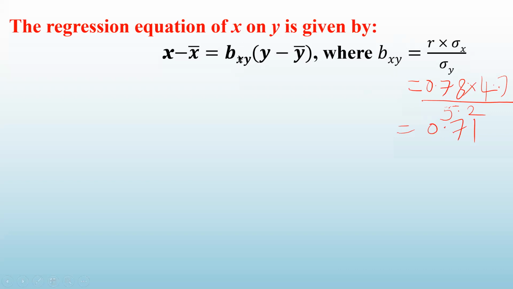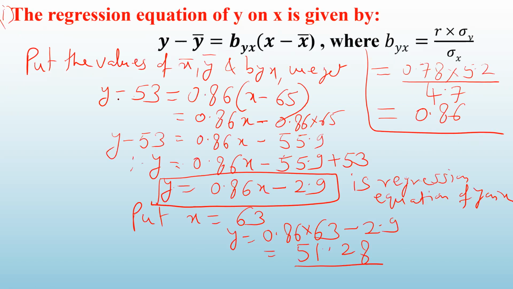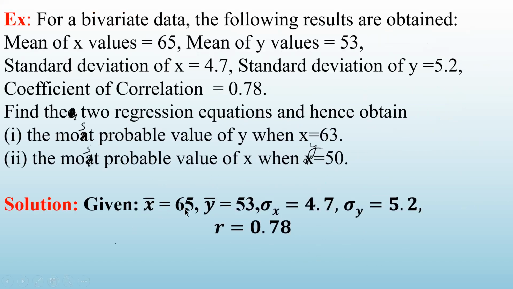Now put this value here and the value of x bar and y bar. So it is number second. Put the values of x bar, y bar and bxy. So after we put the value, what we get, write down here. It is x minus, what is x bar? x bar is 65 and y bar is 53.